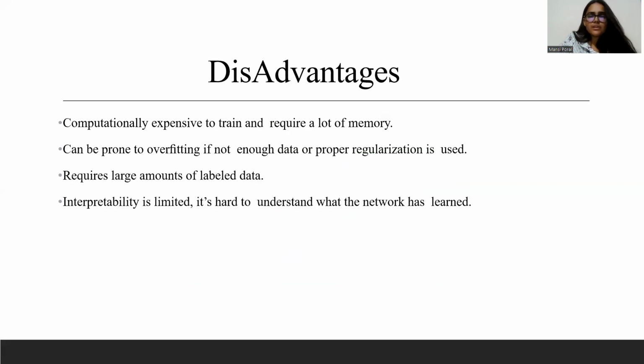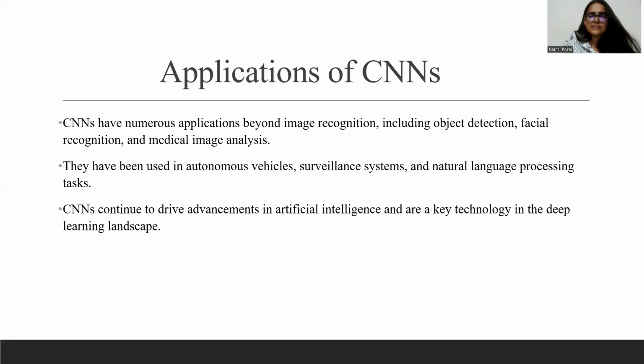So what are the disadvantages of neural networks? They are computationally expensive to train, require a lot of memory, and can be prone to overfitting if not enough data or proper regularization is used. They require a large amount of labeled data. Interpretability is limited. It's hard to understand what the network has learned.